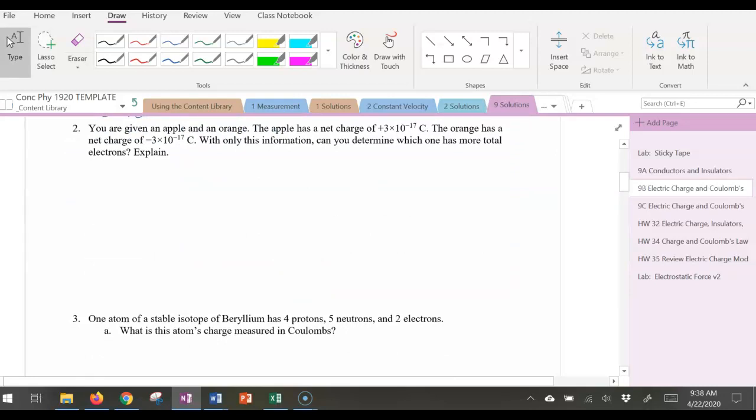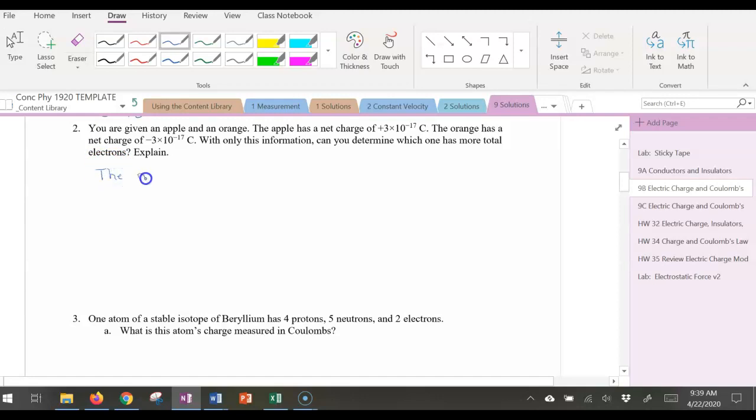What about if you had an apple and an orange? The apple has a net positive charge of 3 times 10 to the negative 17th coulombs. The orange has a net negative charge of negative 3 times 10 to the negative 17th coulombs. So can we determine which one has more total electrons? You might be tempted to say that the orange has more electrons because it has a negative charge, so it must have more electrons than protons. But that's not really true. I'm not sure that we can decide here.